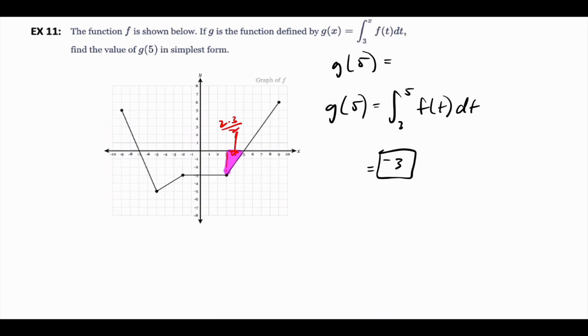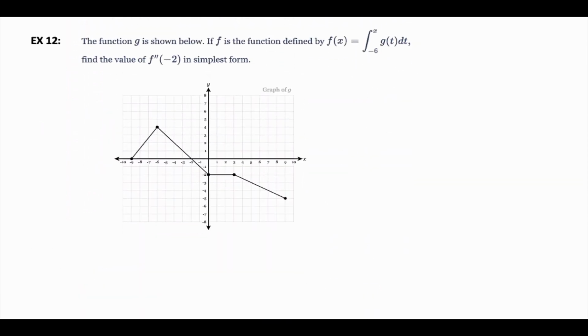Number 11, g of 5. So you just plug in 5 everywhere you see an x. So really all they're asking you is find the area from 3 to 5. So the area from 3 to 5 is a triangle. It's going to be negative since it's underneath the x-axis. Negative 3.